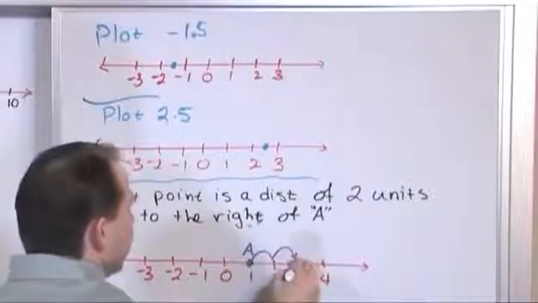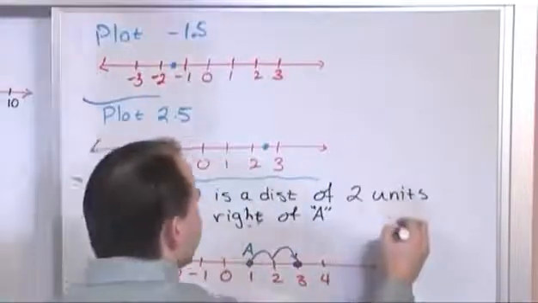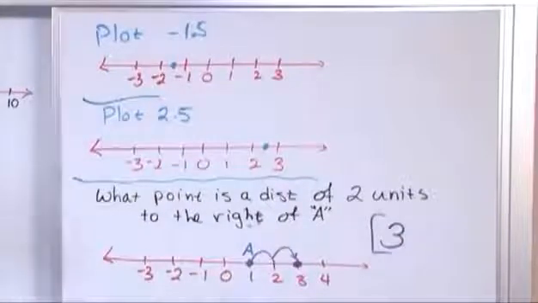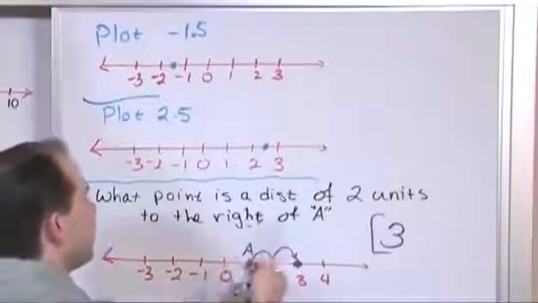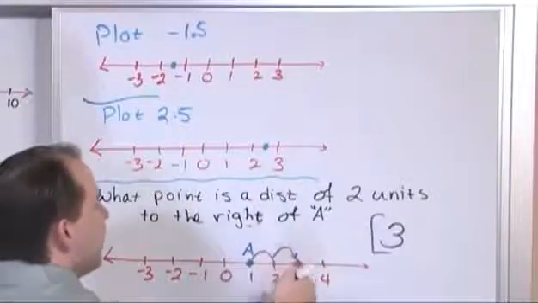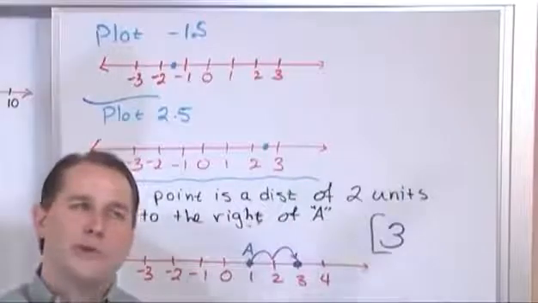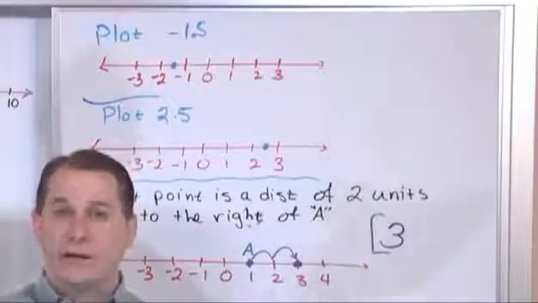So the point that we're interested in is the number 3. And that should be the answer to the problem. So if you're given a problem and it says, plot what point is a distance 2 units to the right of point A, you count over from your starting point however many units you have, and where you land is your number. So you see a number line really is sort of a graphical way of adding and subtracting, really.